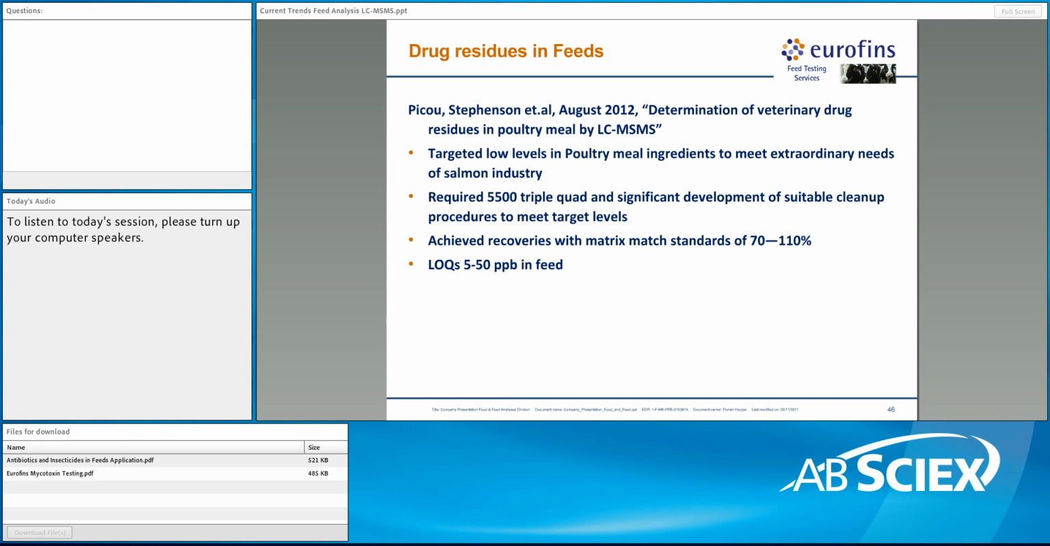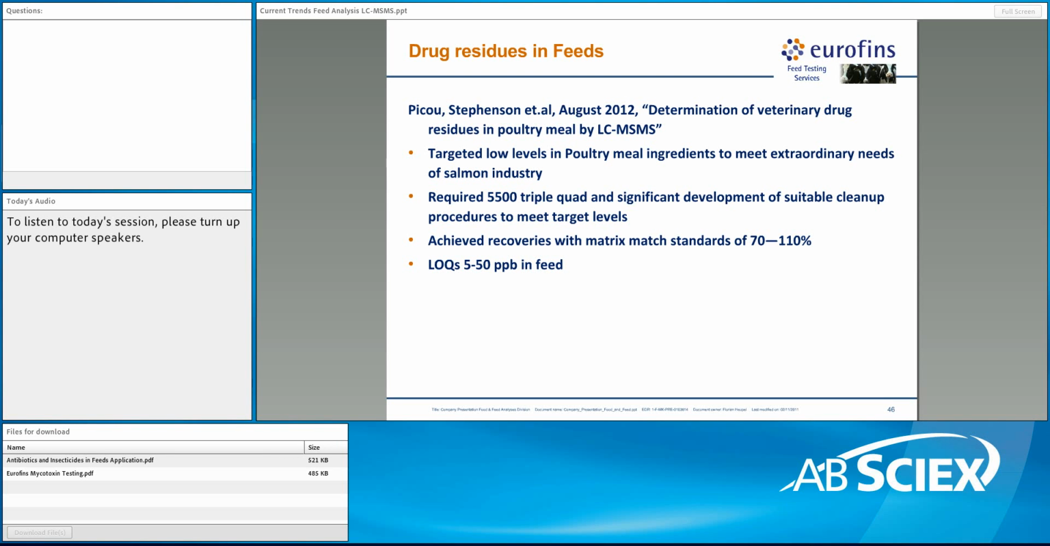We have found that the 5500 triple quad is absolutely essential to be able to meet the target levels for these specifications, and that a very important part of this is the development of a suitable cleanup procedure. It took us quite a bit of time last year to develop a really good, rugged, and valid method that worked for these types of samples. Poultry meal is quite a complicated matrix, and it has some water solubility, so the cleanup of the final extract was very important.